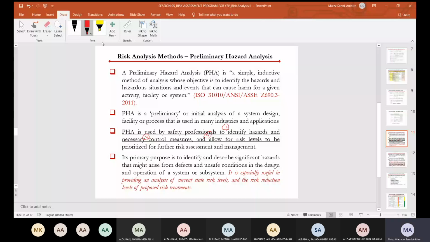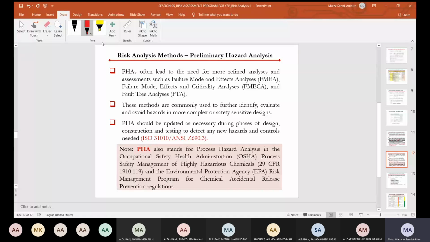So here it says it is especially useful in providing an estimate of current state risk levels and the risk reduction levels of proposed industries. Okay. So for example, we want to know what is the risk assessment of another company, and what evaluation are they using? What kind of treatments are they using? What kind of reduction methods are they using? All right. This is to determine how they are able to bring down the risks.